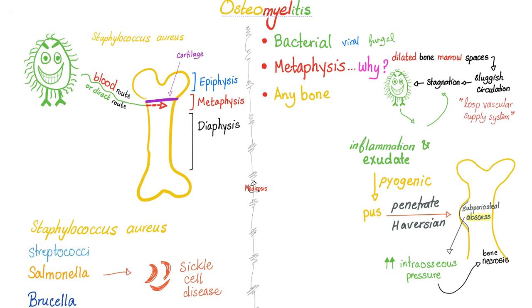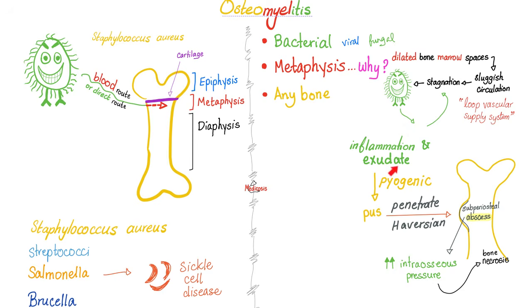Why not the epiphysis? Because the cartilage is going to stop it. I cannot reach the epiphysis when there's cartilage in the way. Okay, why not the diaphysis? The diaphysis is a very open area. The metaphysis is closed, sluggish. Whenever you see sluggish circulation, it is called stagnation. Whenever you see stagnation, bacteria are going to show up.